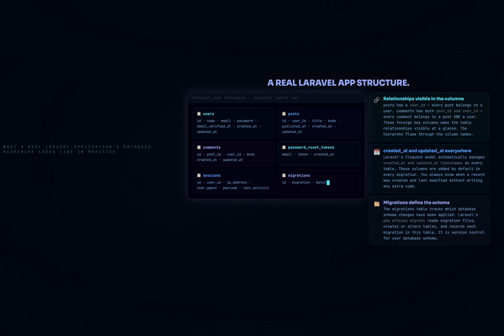Notice the relationships in the column names. Posts has user ID. Comments has both post ID and user ID. These foreign keys make the table relationships visible at a glance. Notice also that every table has created at and updated at. Laravel's Eloquent manages these automatically. And the migrations table. This is how Laravel tracks which schema changes have been applied. Every time you run php artisan migrate, Laravel checks this table to know which migrations are new.